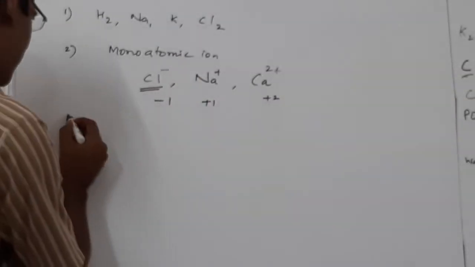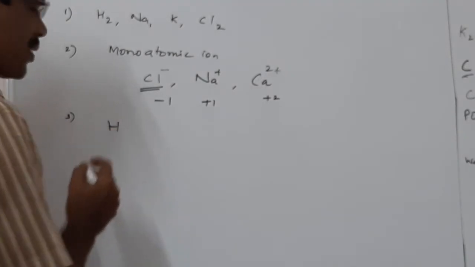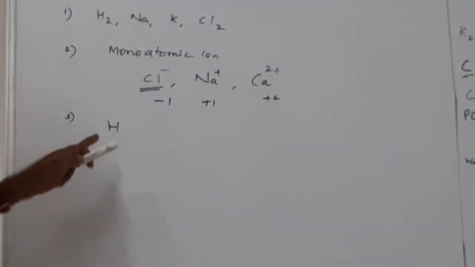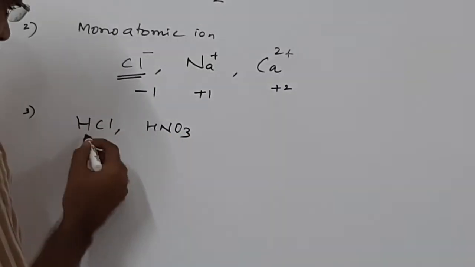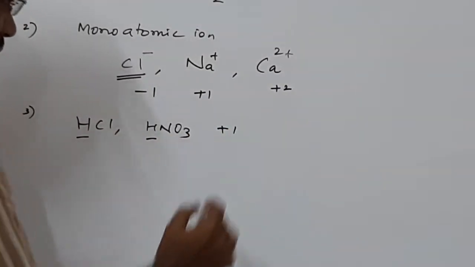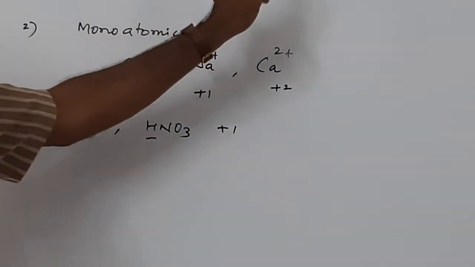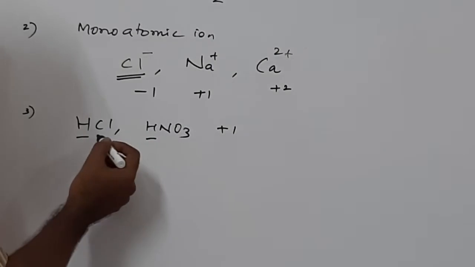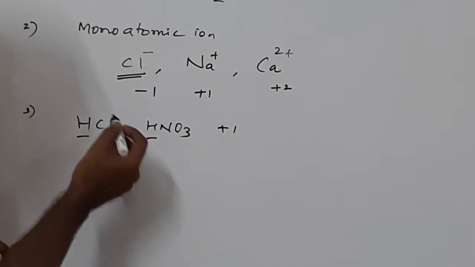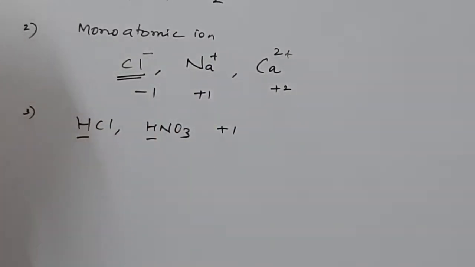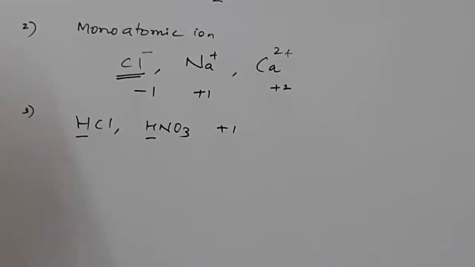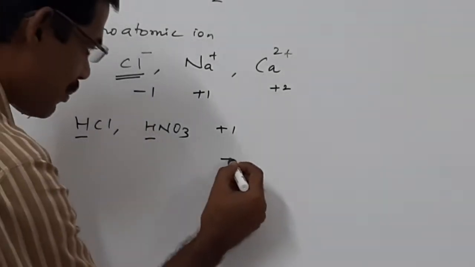Next, let us consider the oxidation number of hydrogen. In all compounds it is always +1. See, HCl, HNO3, in all these compounds the oxidation state of hydrogen is +1. Oxidation state and oxidation number will go together. So when hydrogen is in a compound, its oxidation number is always +1 in most of the cases. But in some cases it is -1.